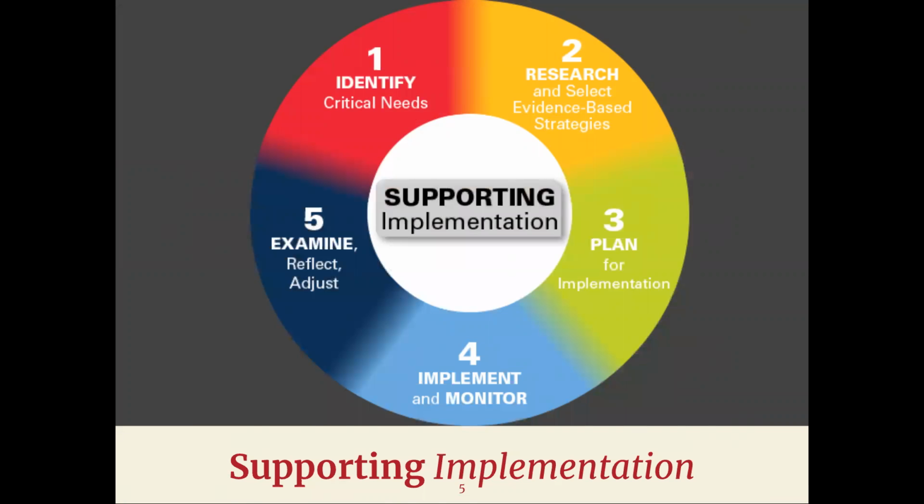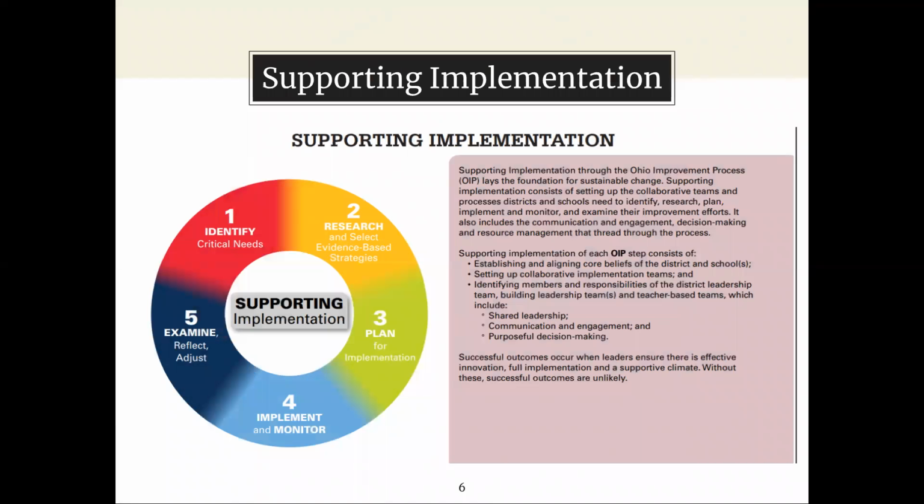As a reminder, at the center of the OIP graphic is supporting implementation. It plays a significant role throughout the process. Supporting implementation through the Ohio improvement process lays the foundation for sustainable change. Supporting implementation consists of setting up the collaborative teams and processes that districts and schools need to identify, research, plan, implement, monitor, and examine their improvement efforts. It also includes the communication and engagement, decision-making, and resource management that thread throughout the process.